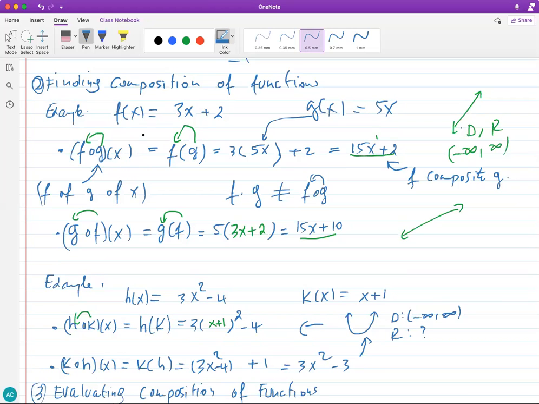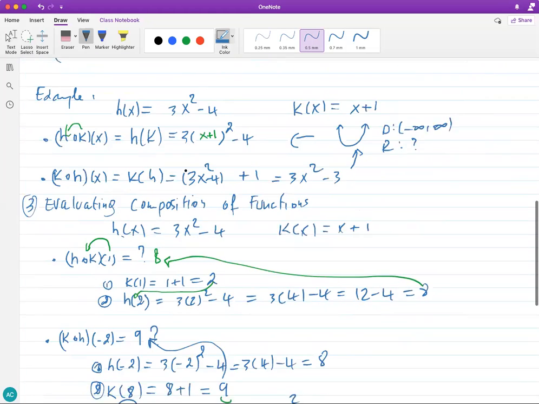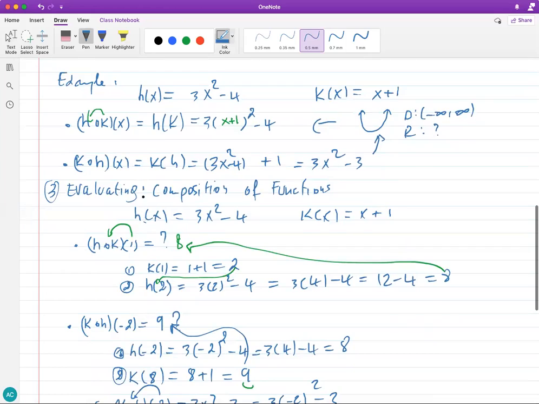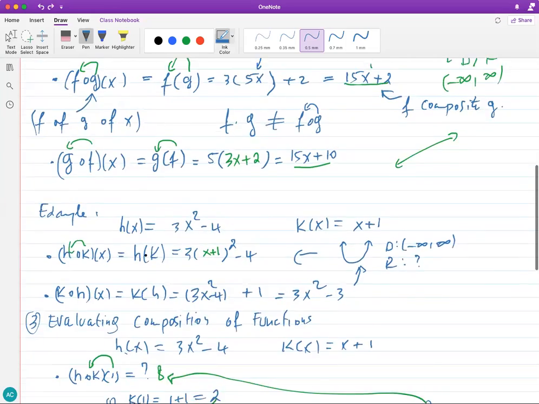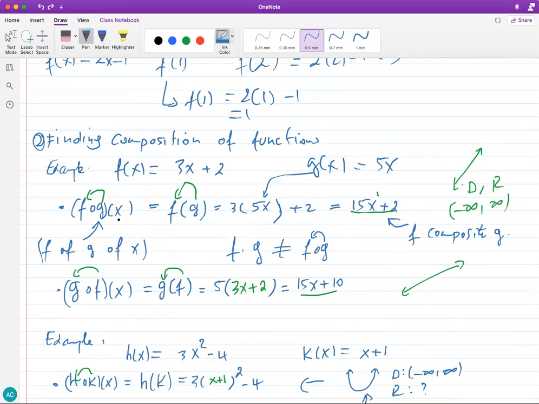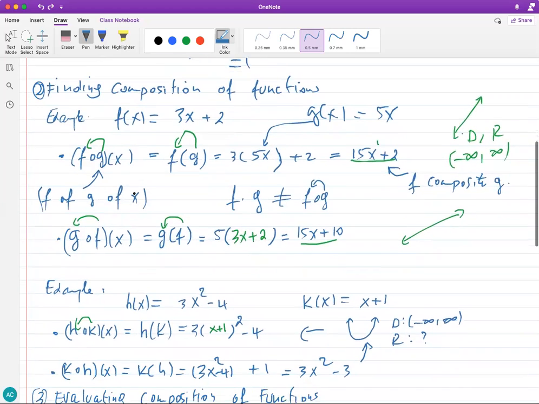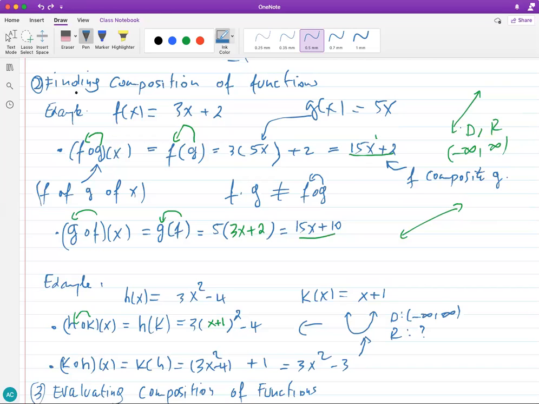So there is finding the composition, and there is evaluating. Finding is when you plug a function into the other. So when you find a composition, move the page up just a little bit. Okay, so when you have X here, that's when you find the composition. When you have X, you know that you have to plug a function into the other.